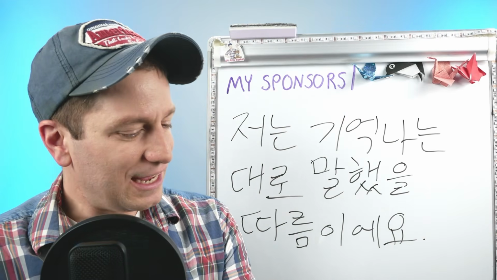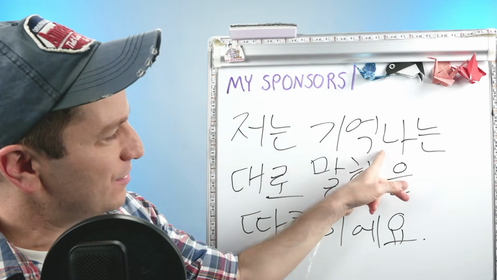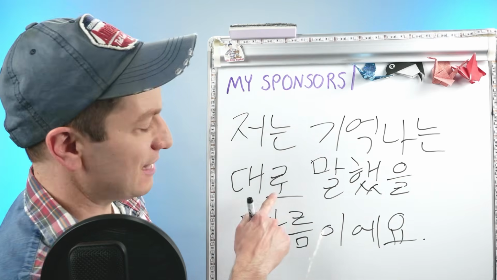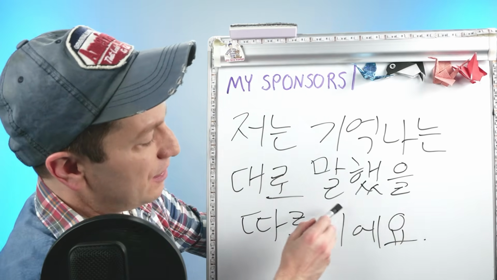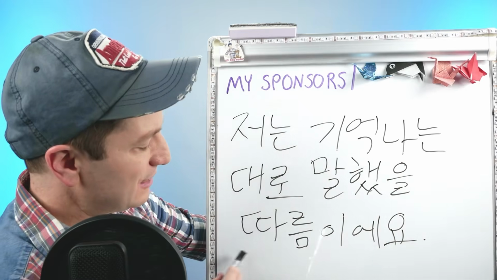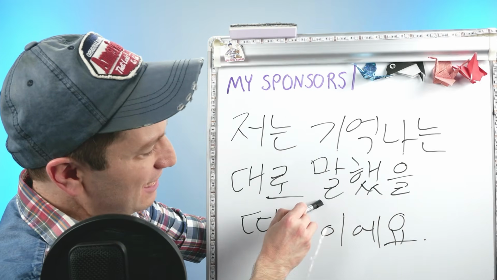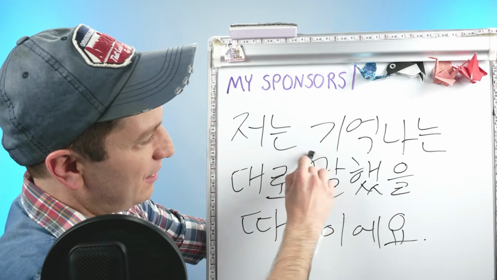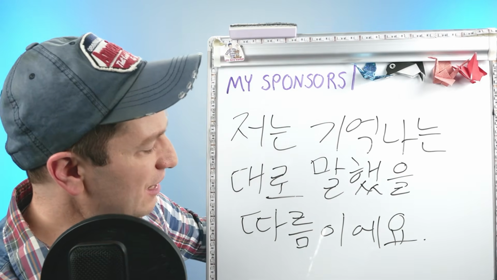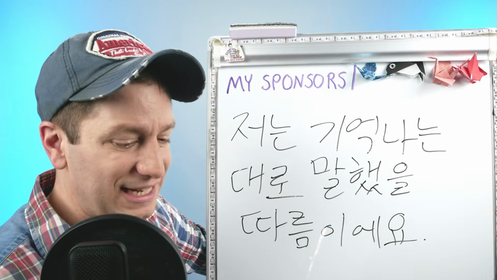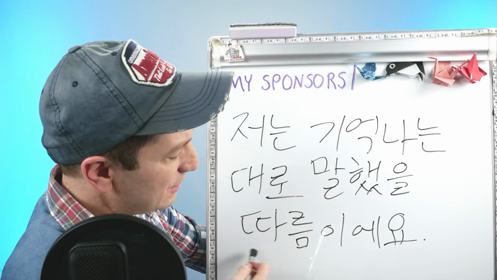저는, so I, 기억나는 대로, so as I remember, so what I remember, you can think of this as like what. I have a separate live stream about this if you're curious. 말하다, to speak. 말했을, so past tense. 따름, only, 이에요. It's only I said what I remember. So all I said was what I remember. 저는 기억나는 대로 말했을 따름이에요. I only, or I just said what I remembered.